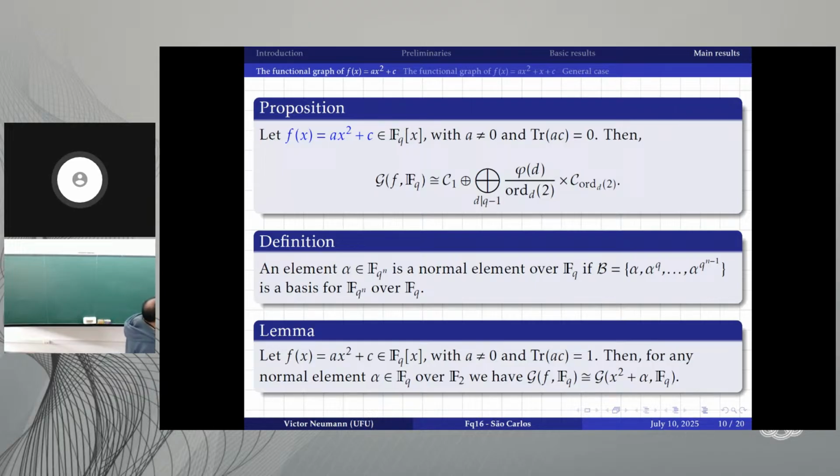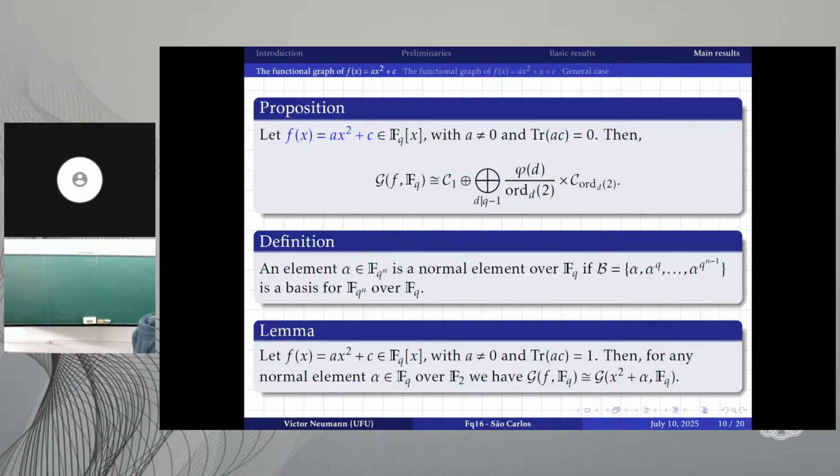Now, if the trace of AC is not zero, it is one, then we have in fact that the graph of F is homomorphic to the graph of x squared plus alpha, where alpha is a normal element. A normal element is just an element of F to the n. And in here, then alpha is a normal element of Fq over Fq. In general, a normal element of F to the n over Fq is an element such that alpha and its conjugates form a basis of F to the n over Fq.